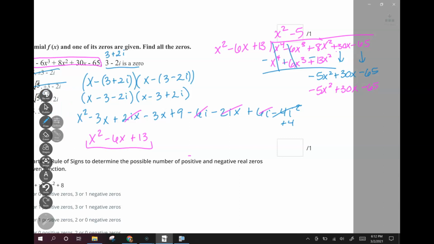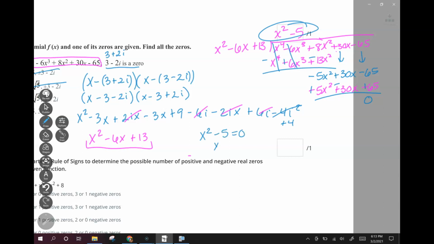Subtract, so you're changing the signs. Plus, minus, plus. And everything cancels, so your remainder is 0. That is obviously correct because those two are factors, so we should have a remainder of 0. Now you can take the resulting polynomial and set it equal to 0 to get the other two zeros.